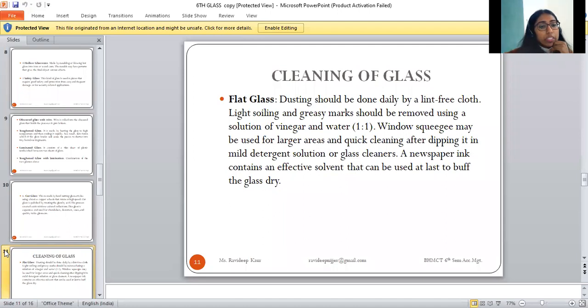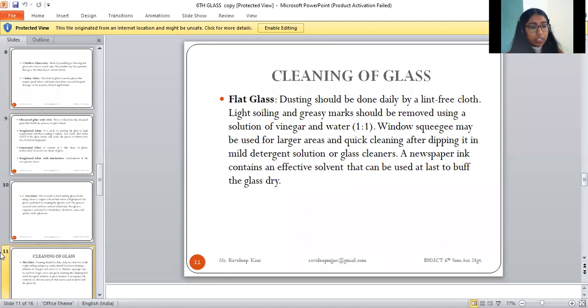Then window screens may be used for larger areas, and quick cleaning after dipping it in a mild detergent solution or glass cleaner. So if you don't want to use this, we have this glass cleaner solution, which you could squeeze on the desired area.